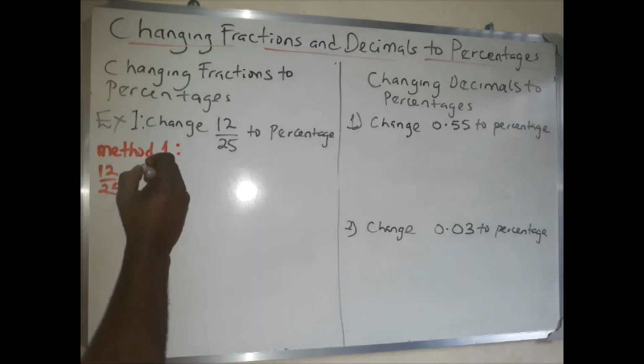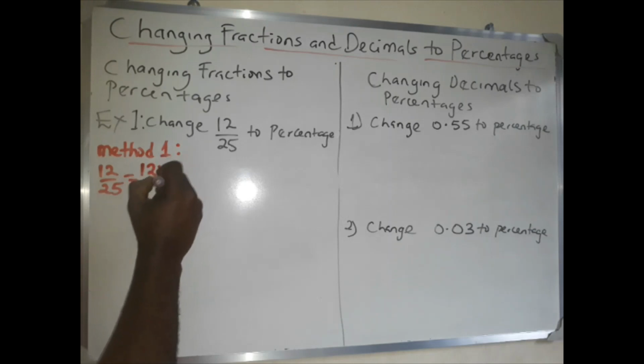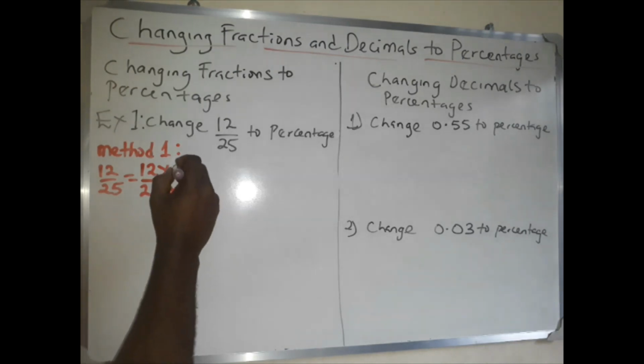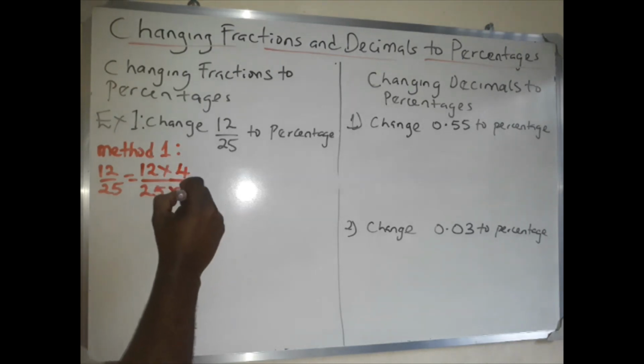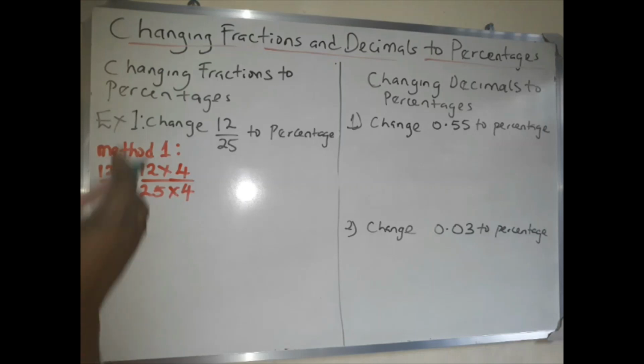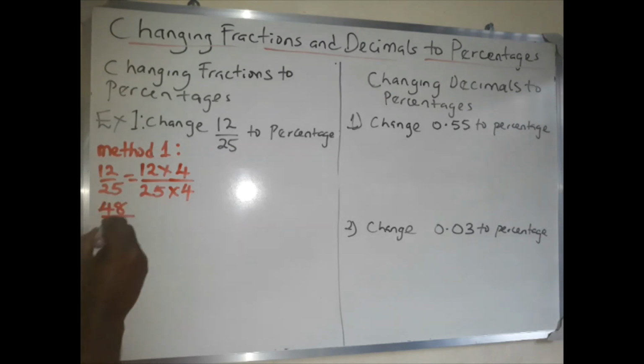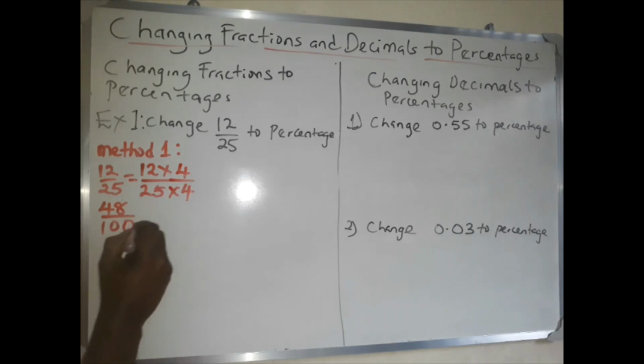In order to do that, I'm going to multiply both the numerator and the denominator by the same number. And that number in this case will be 4. In case you don't understand how I did this, I have a video on how to express fractions as their equivalent fractions. So you go and watch that video, you get a better understanding. So now multiplying the numerator and denominator by 4, I get 48 over 100.